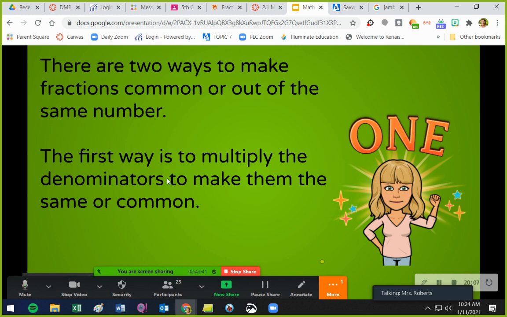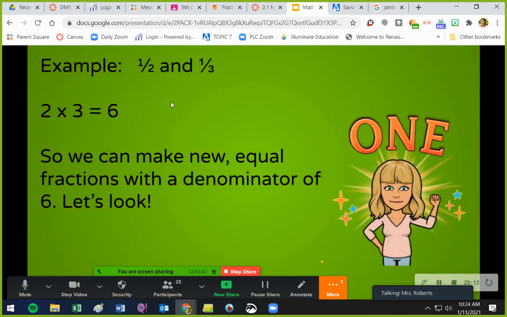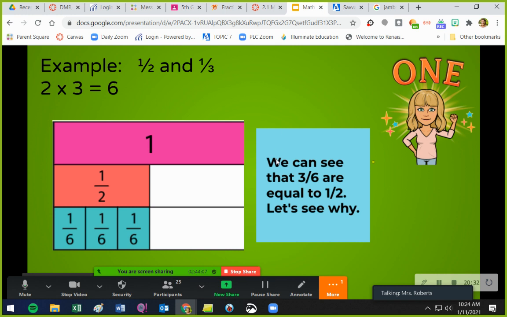The first way is to multiply the denominators to make them the same. Let me show you what I mean. On this first example, 1/2 and 1/3, I multiplied 2 and 3 and I got 6. Now I can make new equal fractions whose denominators are both 6. I can see that 3/6 is equal to 1/2. Does anybody not see visually how these three pieces equal this one piece?